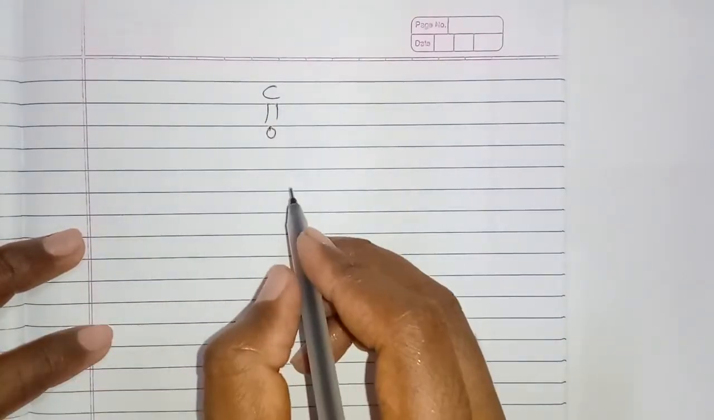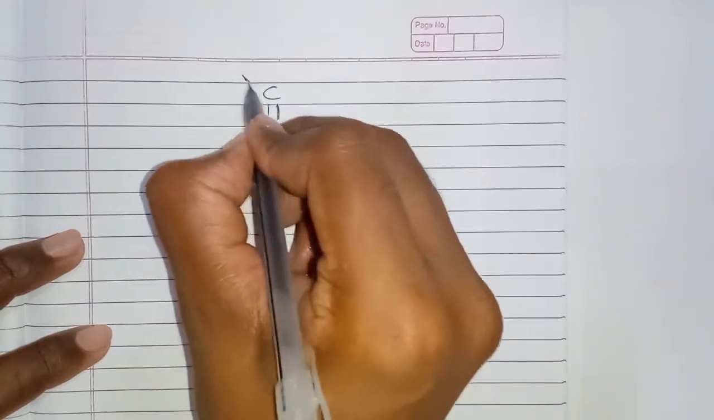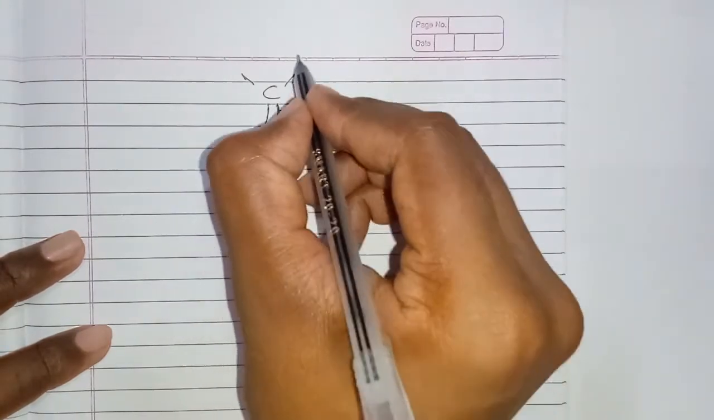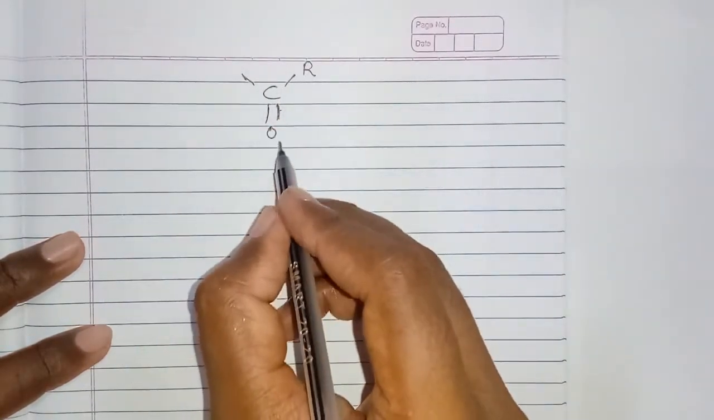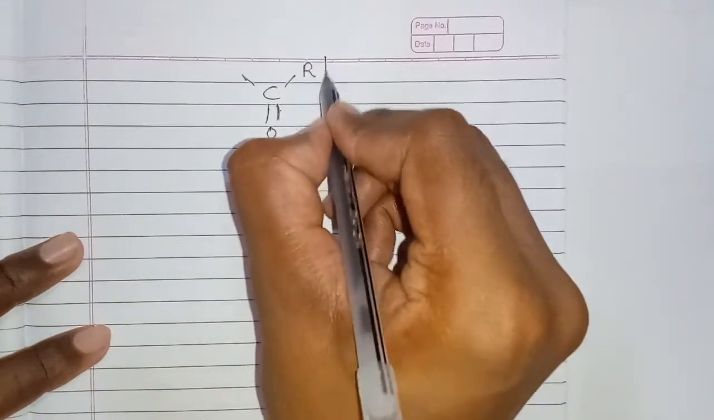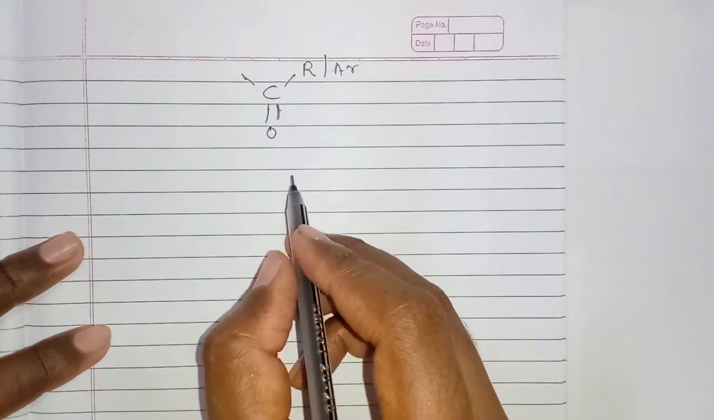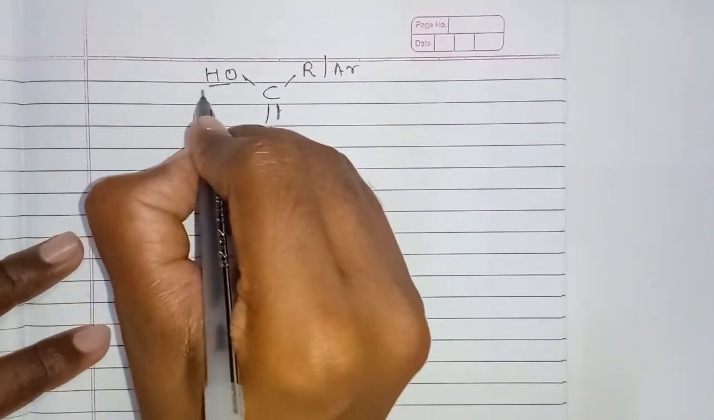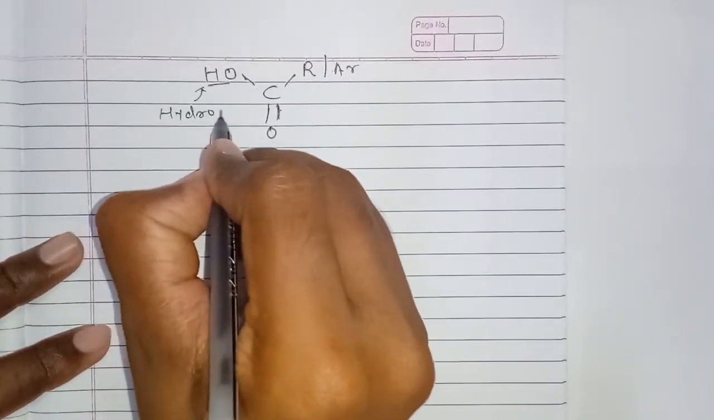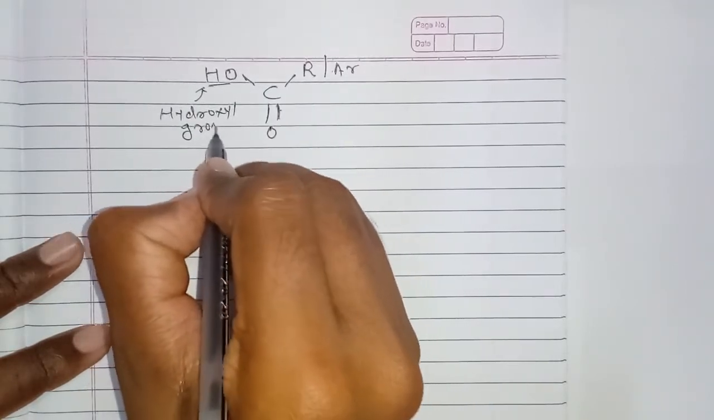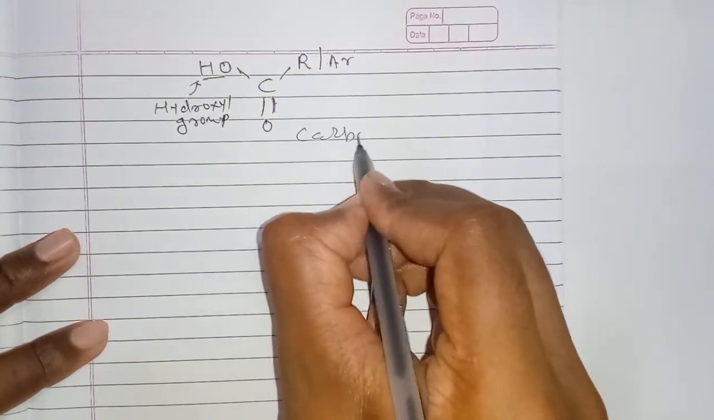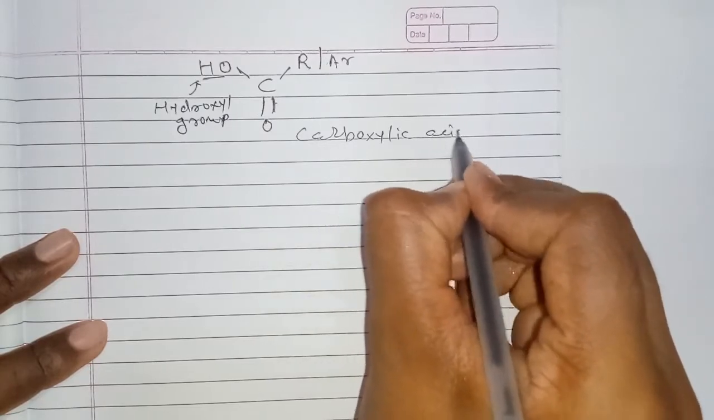And the third class is where the carbonyl group of the carbon is bonded with the carbon of an alkyl group or aryl group, and the other is a hydroxyl group. This is called a carboxylic acid.